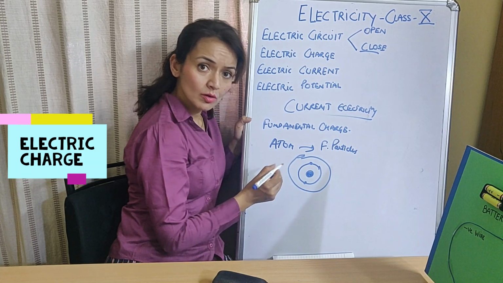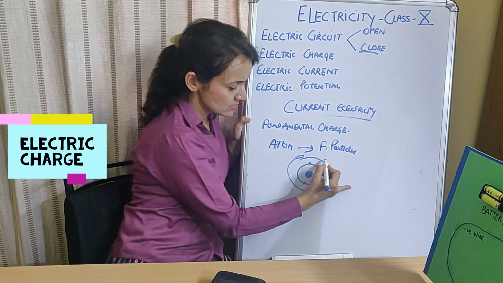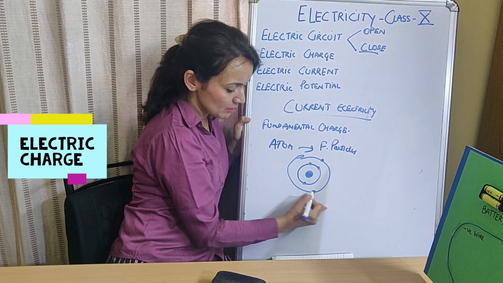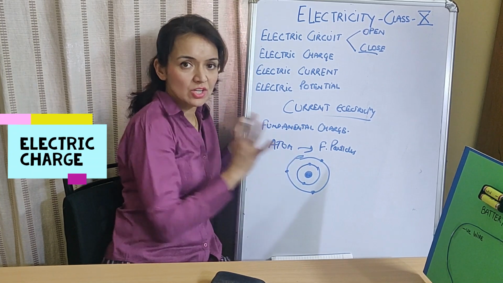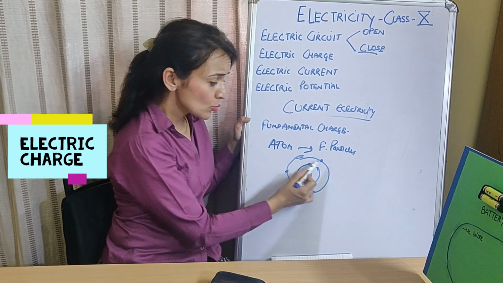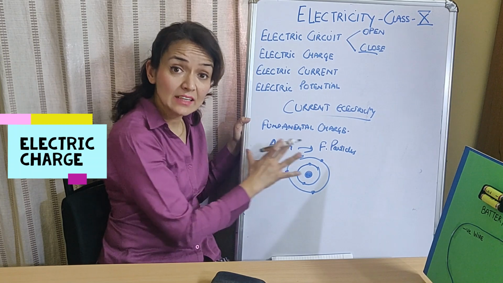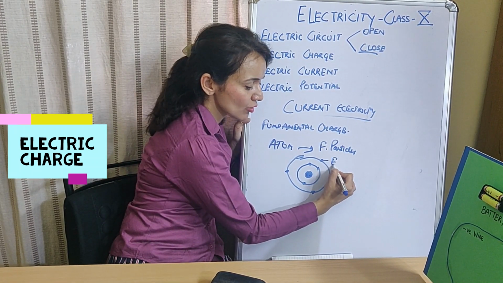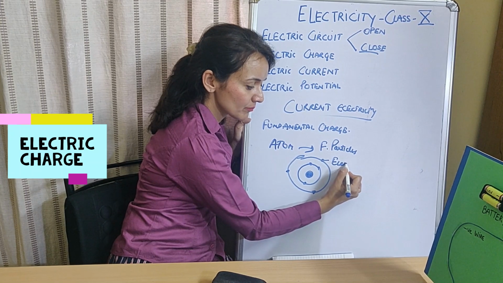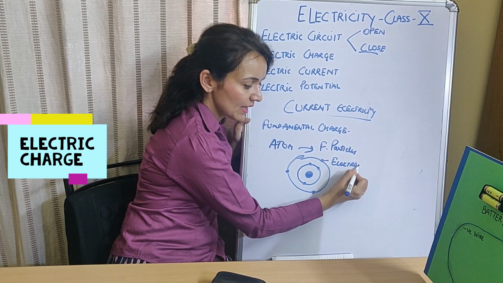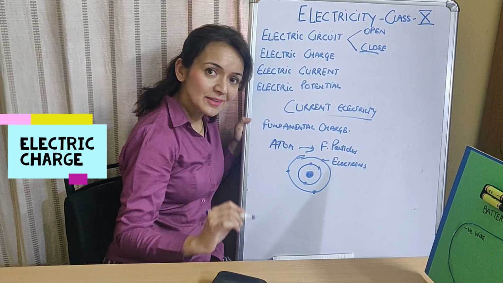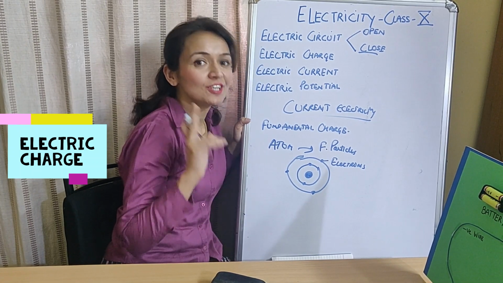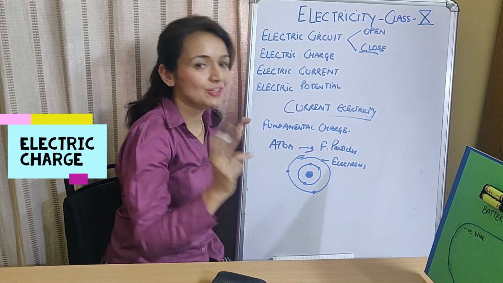First shell has got 2 electrons, and second shell I am making maybe 3 electrons, which are the valence electrons. So what are these? These are all fundamental particles of an atom. So atom consists of electrons, and what is there inside the nucleus? It has got protons and neutrons.